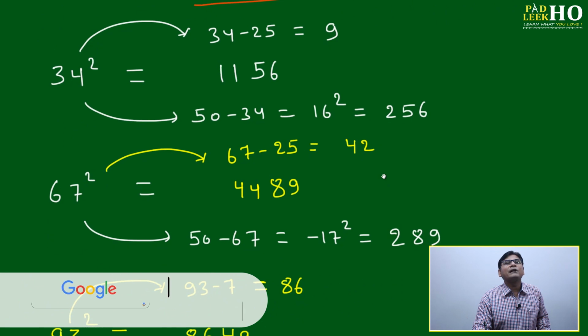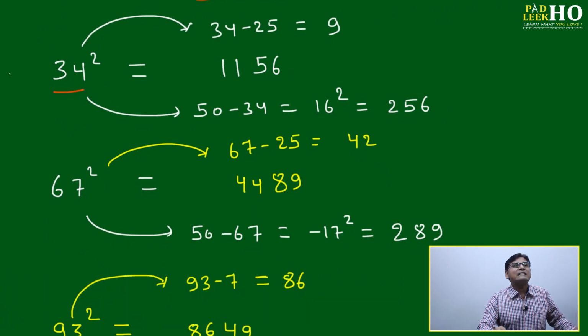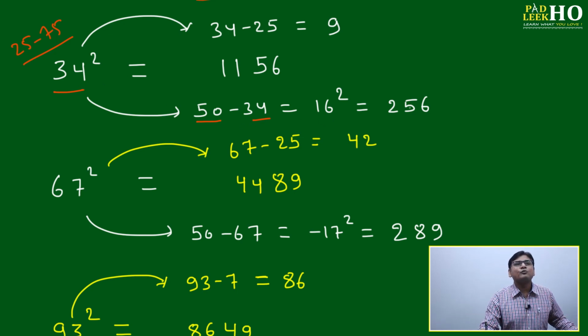Let's take one number as an example for each of the 4 slabs. Like 34 square, it falls between 25 and 75. If any number falls between 25 to 75, you can apply this same technique. What you have to do is take the base 50. 50 minus 34, that is, 50 minus the number whose square you want to find, becomes 16. 16 square becomes 256.